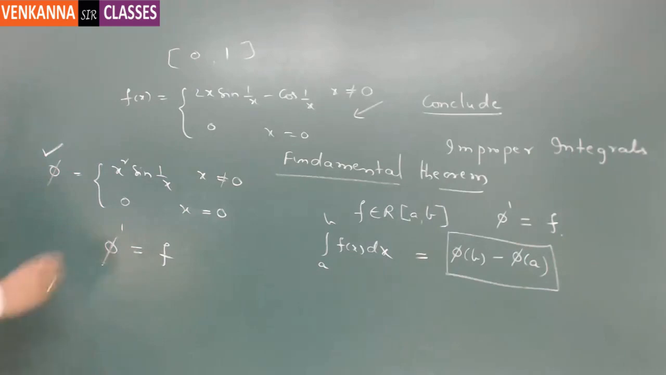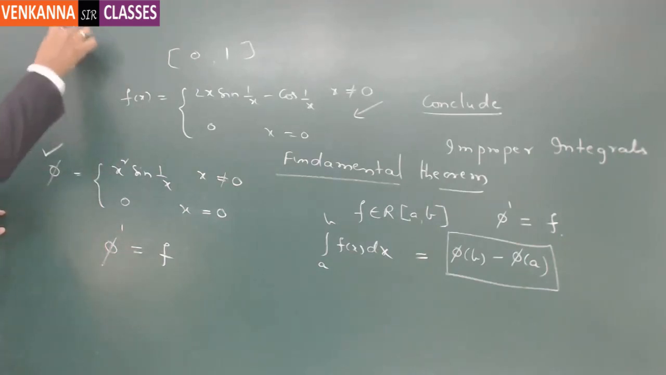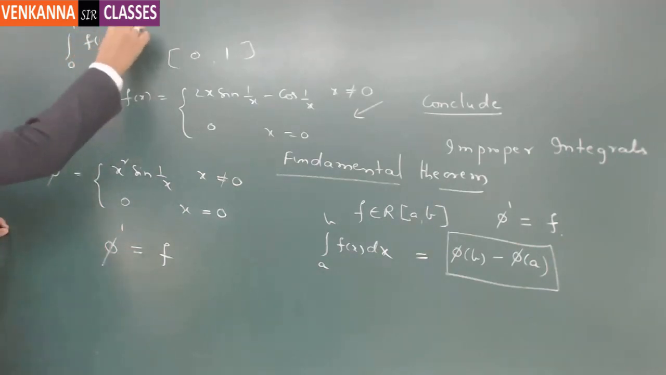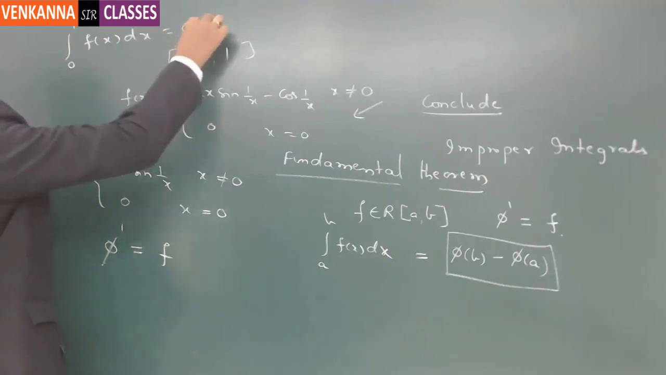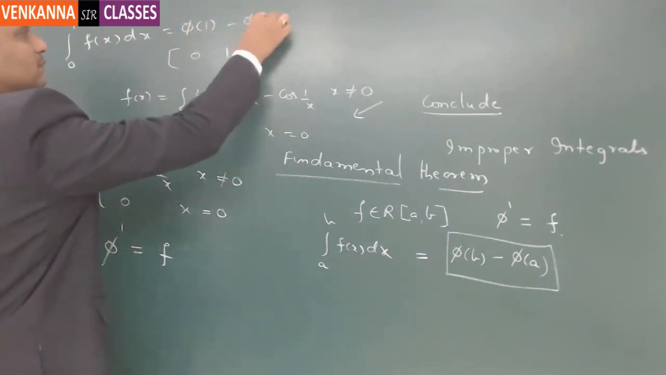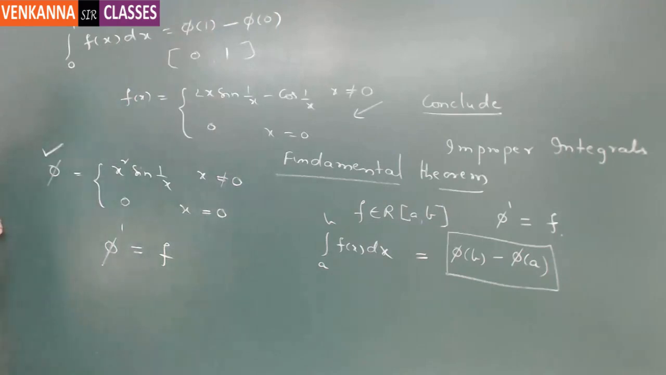I am saying that if you want to calculate the integral from 0 to 1 of f(x) dx, it is nothing but phi(1) minus phi(0). That's it. But phi is not continuous at 0. Please understand that. It is not continuous, but we can use phi to evaluate the integral. That is what we need to understand from the fundamental theorem. Okay?